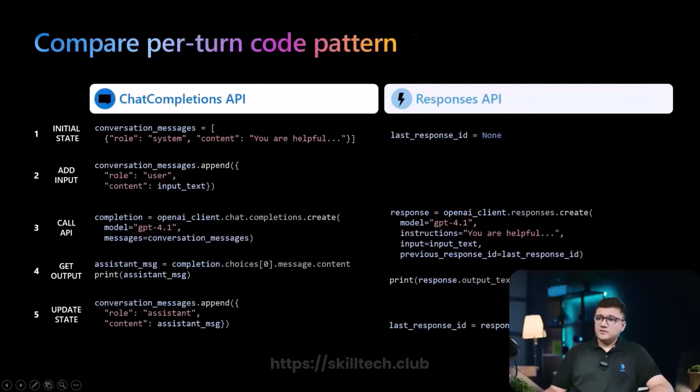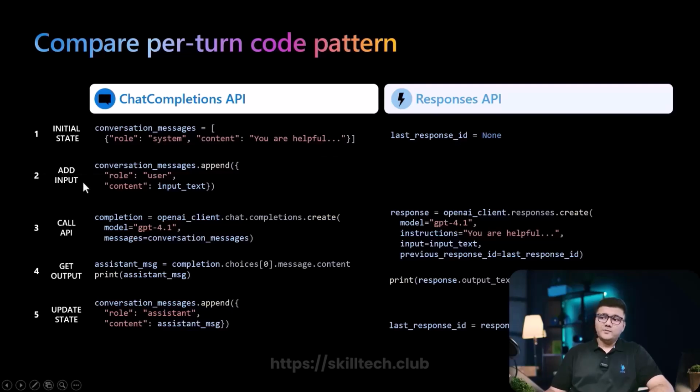And before you see this in the lab, I'm showing you the comparison between per-turn code patterns. Now, as you can see here, in both of these we are following a similar kind of pattern. But the important difference here is the conversational history, which is growing the payload with each turn. As we discussed earlier, the first stage is the initial state. In the initial state, you just define your conversational messages, or in this case, we specify the response ID, which is initially going to be None.